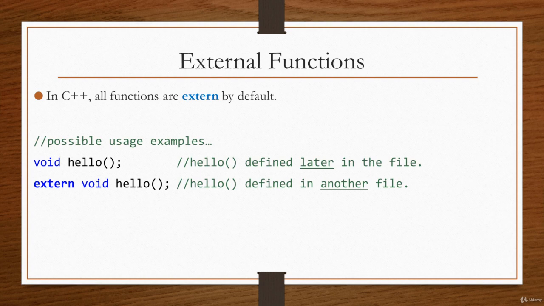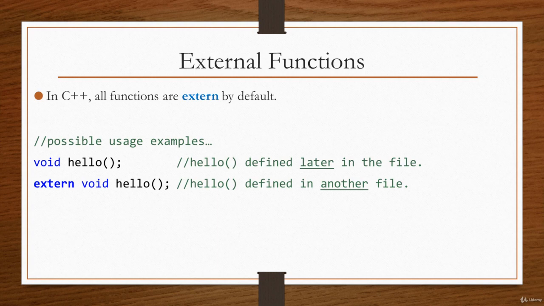Here are some possible usage examples. We have this void hello ending with a semicolon. Okay, so that declaration, if you write it in this way, typically that would mean that the function hello is defined later in the file. Whereas if you use the extern keyword, so extern void hello, you end that off with a semicolon, so you have that statement. Typically that would mean, okay, this function is defined in another file. Now imagine if you swap those around, so if you don't have extern in the second statement, but you have extern in the first statement, of course that will be confusing to whoever reads the file.